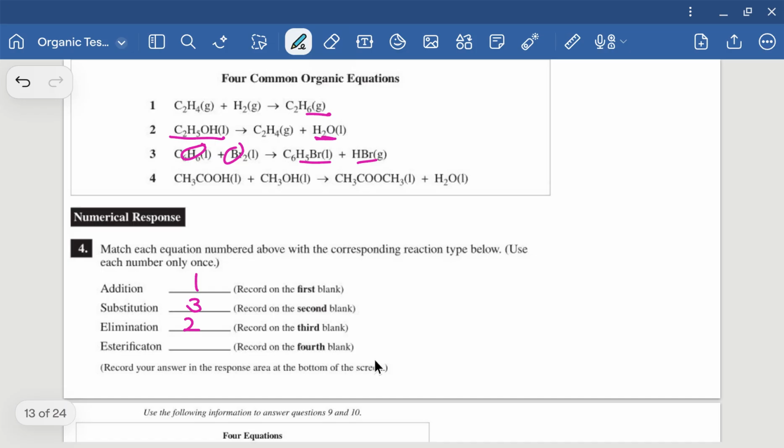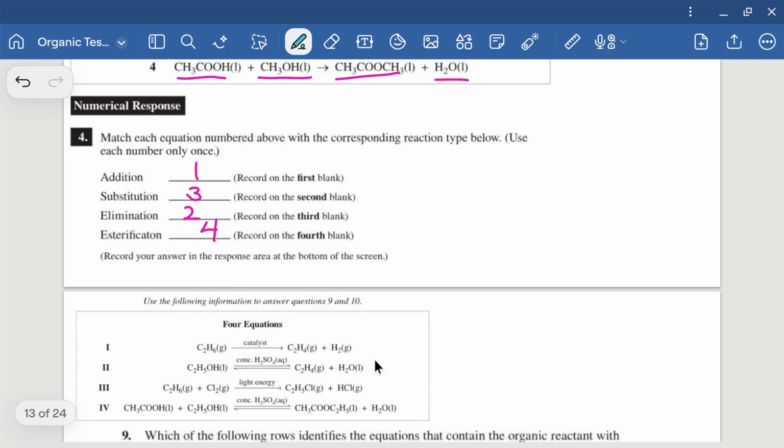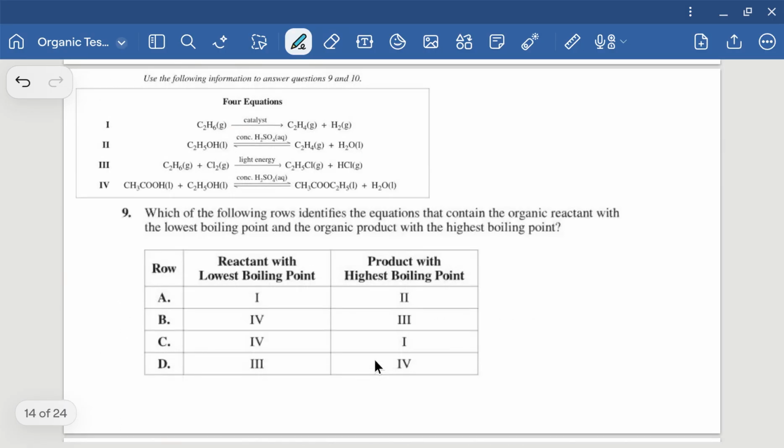so that will be number 2. And esterification, I find that's the easier one to recognize because you see a carboxylic acid with an alcohol making an ester and water. So it usually looks like one of your more complicated reactions, but it's, I think, pretty easy to identify. Looking at this next one, so we're using that information with the 4 equations to answer the next 2 questions.